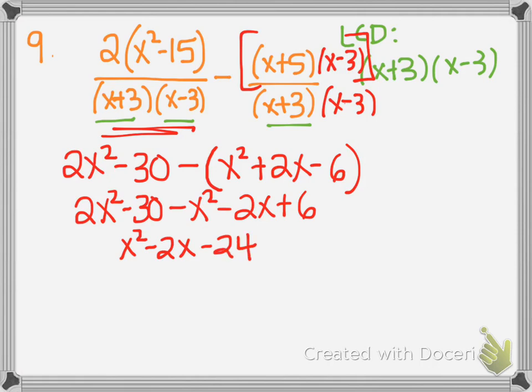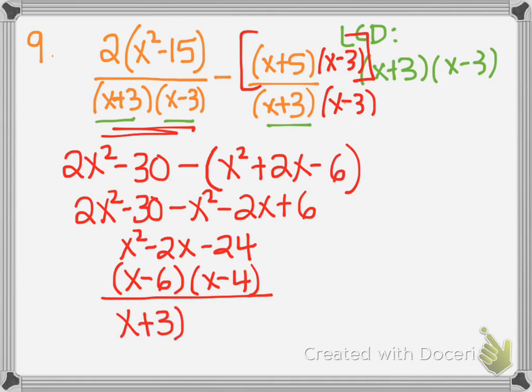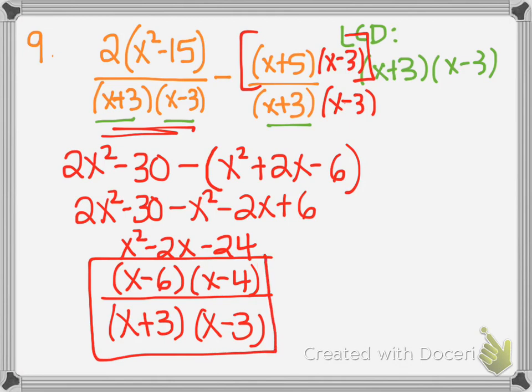Let's see if it factors. What multiplies to give you negative 24 that adds to give you negative 2? And that's going to be x minus 6 and x minus 4. So we completely simplified the numerator. We're going to add back in that denominator and see if anything cancels. And unfortunately it does not, so this is our final answer for number 9.